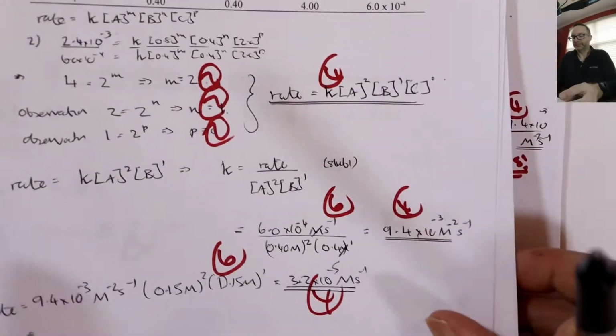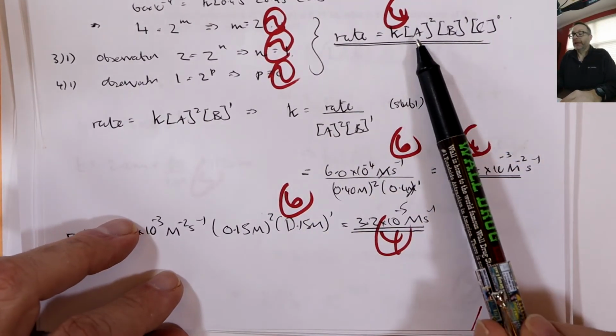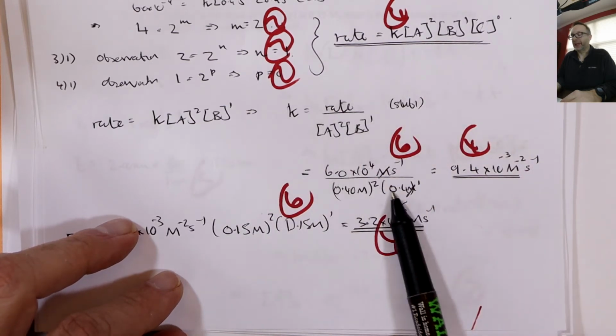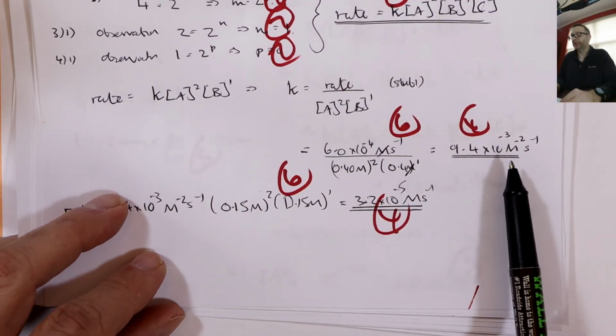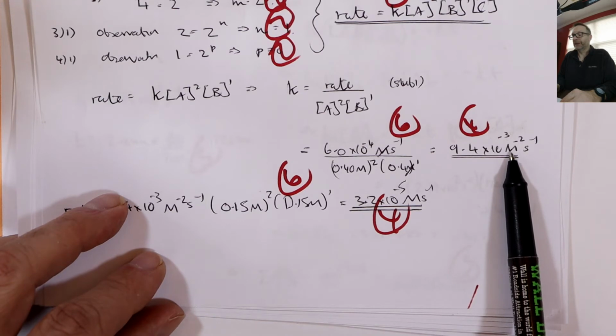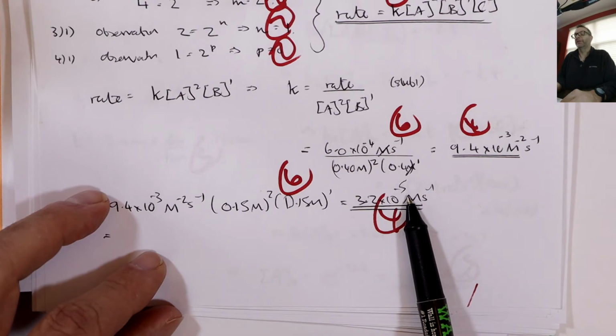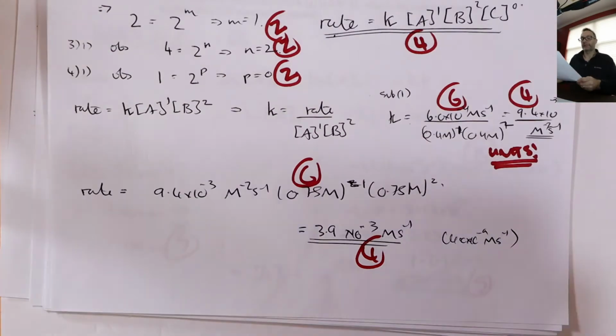On the other one, a squared, b to the 1, that was different. We arranged to find k, 9.4 times 10 to the minus 3 M to the minus 2 seconds to the minus 1, and then 3.2 times 10 to the minus 5 for the rate.